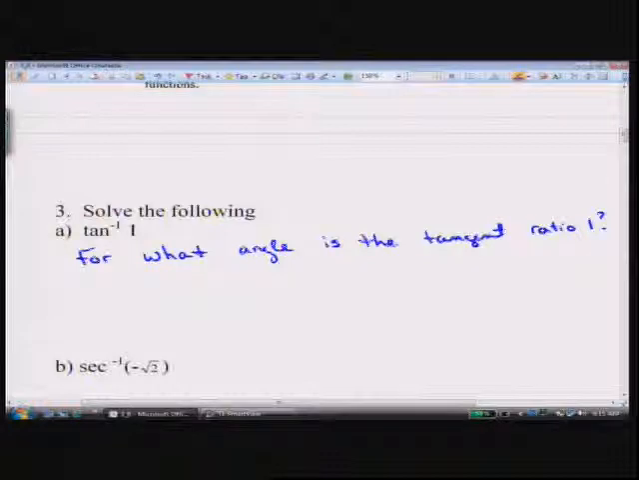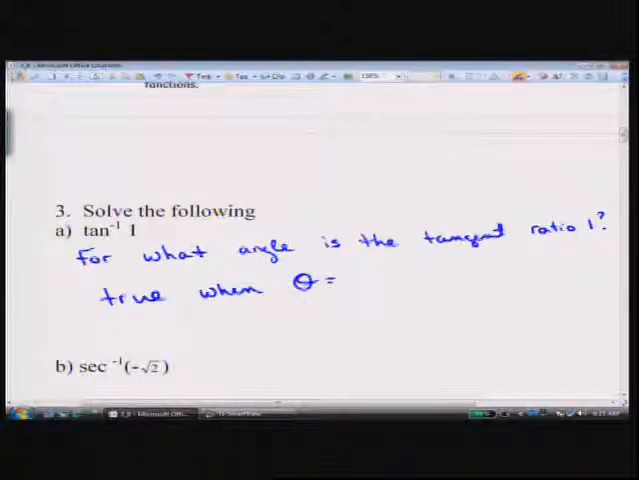The tangent is sine over cosine. In order for the ratio to be 1, they would have to be equal. The sine and cosine have to be equal. Who remembers when the sine and cosine are equal? Robinson? There it is. Okay, so this is true when theta equals pi/4. But you may say to me, well, Ms. Brooks, why not in the third quadrant, 5 pi/4? When it's negative, they're both negative, so it reduces to 1.